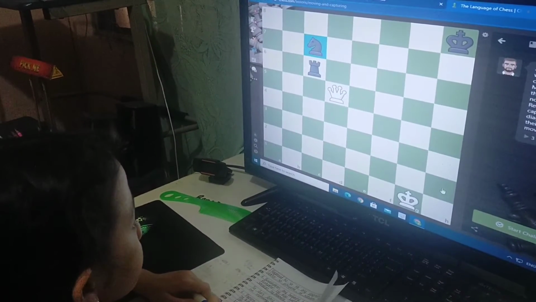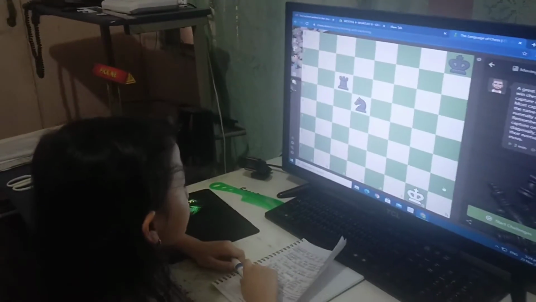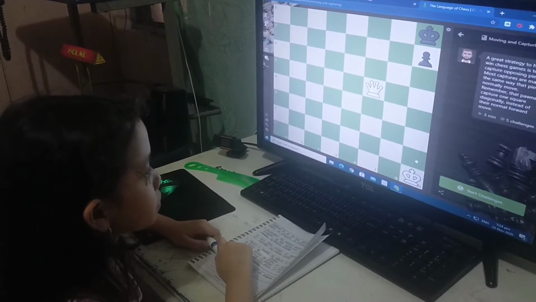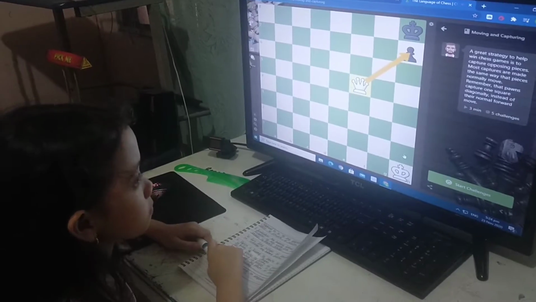Now, let's watch this knight jump over one of its own pieces to capture the queen. Capturing pieces is a critical part of the game. However, you do not have to capture a piece if you don't want to.